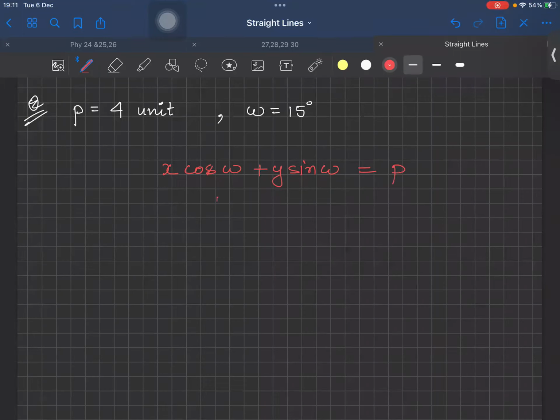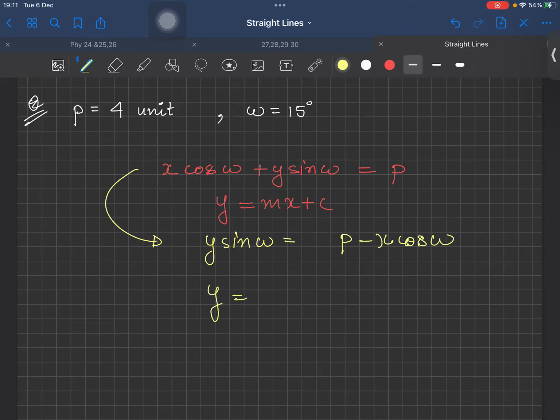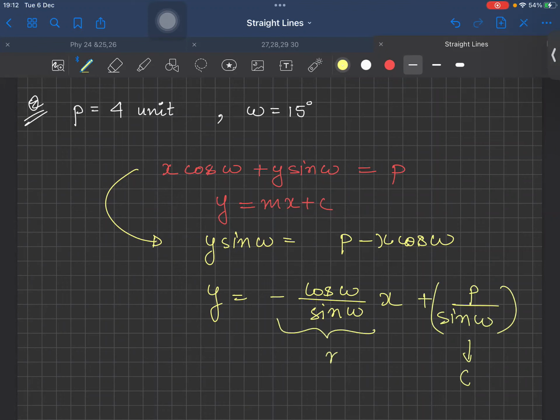See, this always you can reduce to the form y is equal to mx plus c. So let's reduce this one to y is equal to mx plus c. What can you write? Y sin omega is equal to P minus x cos omega. So y will be equal to minus cos omega upon sin omega x plus P upon sin omega, right? So this is your C and this is your M. Got it?